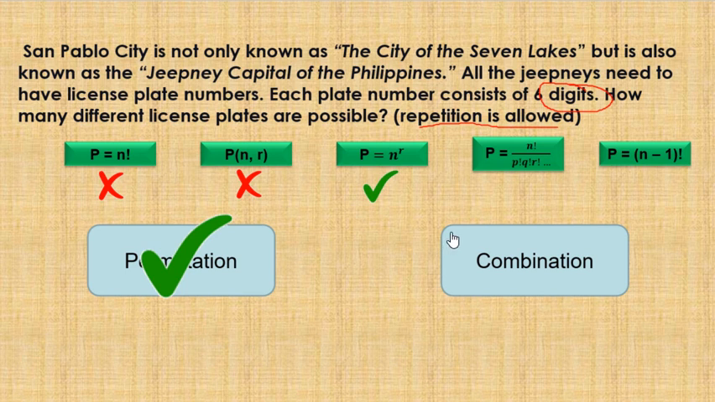In our problem, there's no element stated. We are just told to have 6 digits, so that 6 is for r. What could be n? Since we are talking about digits, this implicitly involves the numbers 0, 1, 2, 3, 4, 5, 6, 7, 8, 9. Upon counting all of those digits, we have a total of 10 elements. So, P is equal to 10 raised to 6, which is 10 times 10 times 10 times 10 times 10 times 10. The answer is 1,000,000. So, we can create 1 million license plates under this one.